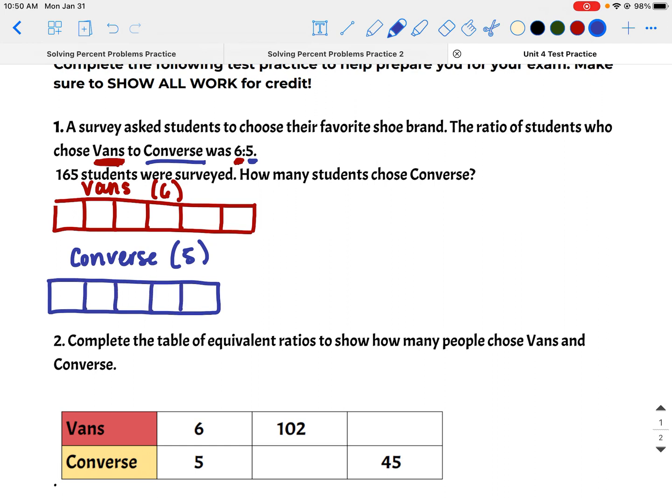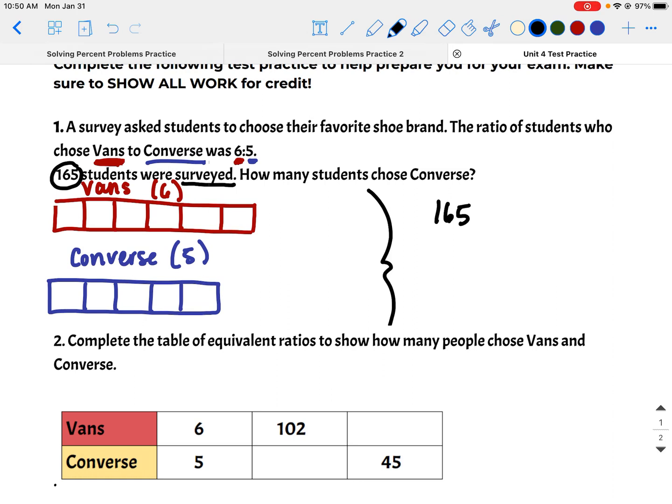All right, what else do I know? I know 165 students were surveyed. Now this is where you need to ask yourself, does 165 reference the part or does it reference the whole? In this case, I have students that chose Vans. Does it say 165 students chose Vans? No. Does it say 165 students chose Converse? No, it just says 165 students were surveyed. That means the total of both of these models is going to have to be 165, right?